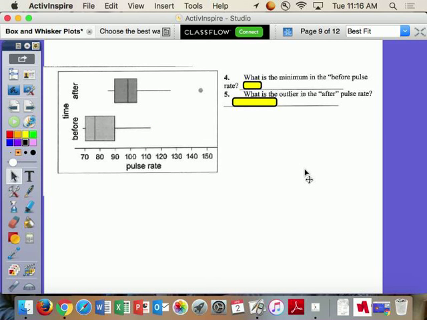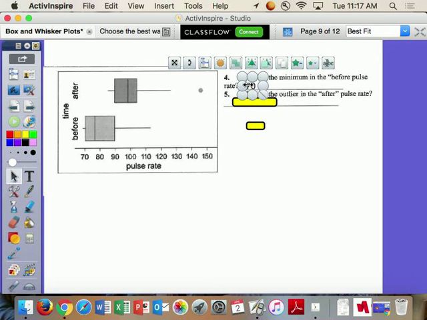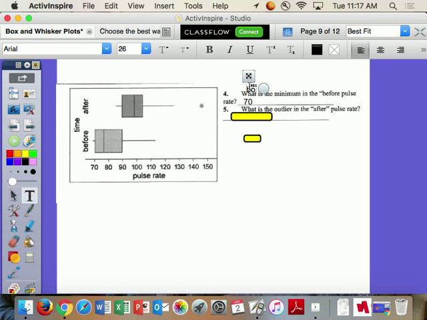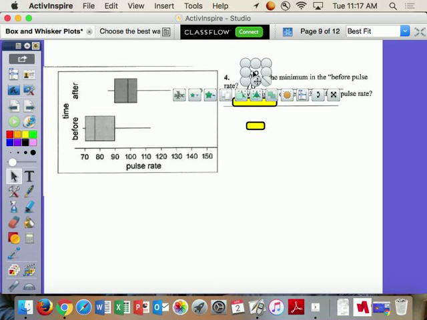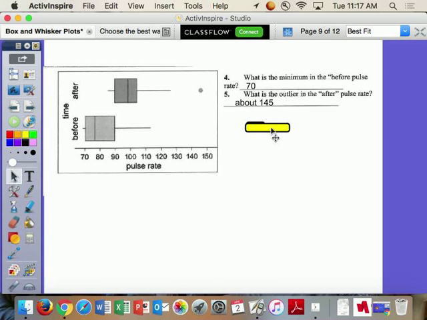Before pulse, what's the minimum? So you're looking at before, and the minimum is going to be the very end of this line. So that's about what? About 70. What is the outlier in the after? What's it about? It's about 145. So the outlier is this dot right here. It's basically saying, if I include this, it's going to skew my data. It's going to move it around.